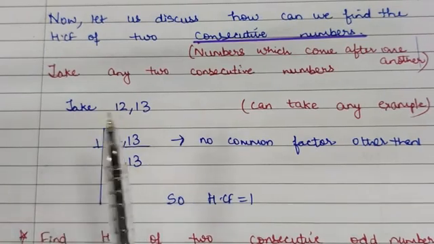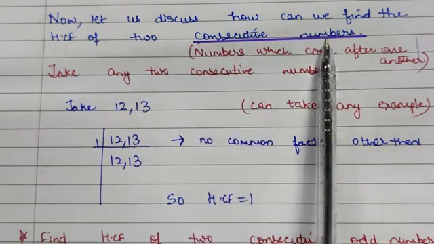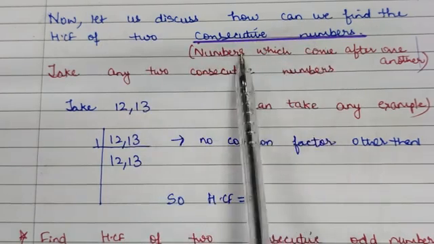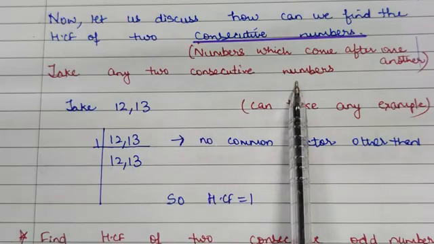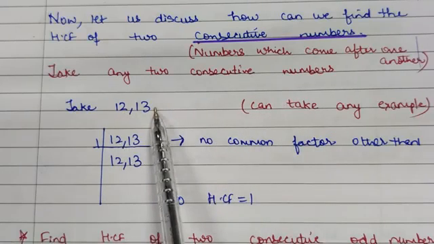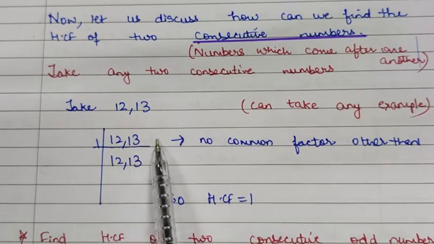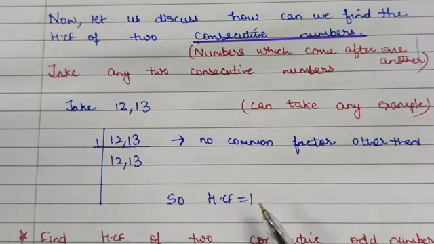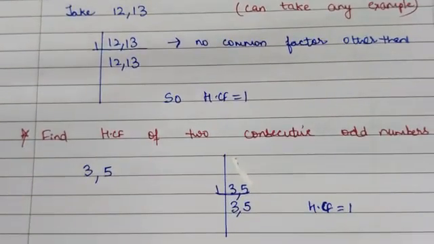Now let us discuss how we can find the HCF of two consecutive numbers. Consecutive numbers means numbers which come after one another. Take any two consecutive numbers. Suppose 12, 13. You can take any. Which is a common factor? Only 1. So HCF will be only 1. If we have to find the HCF of two consecutive odd numbers, then there is only one common factor, that is 1. So HCF will be only 1.